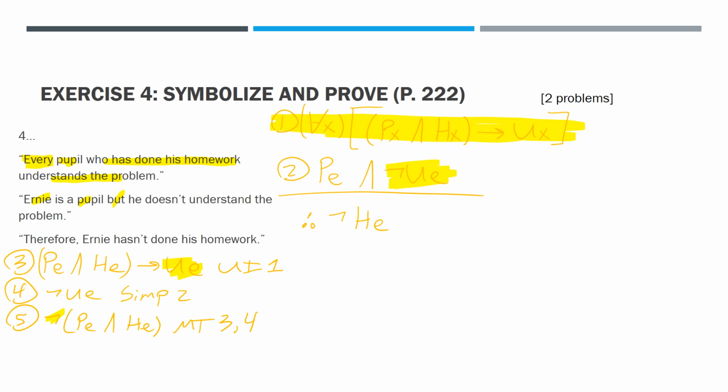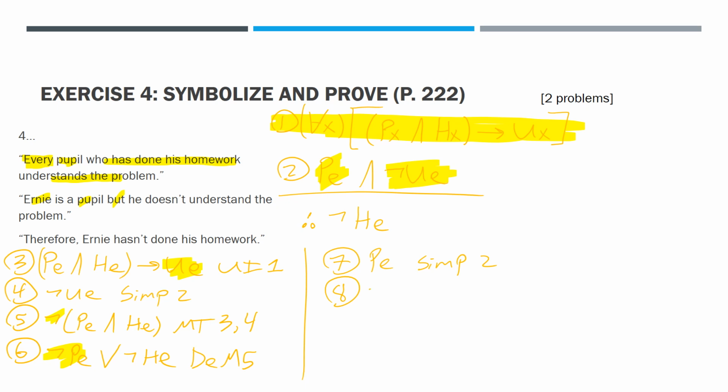So let's apply De Morgan. Line 6, not PE or not HE. De Morgan, line 5. Line 2, we have this PE. That contradicts this not PE, so let's simplify. So for line 7, we can get PE by the simplification of line 2. Let's double negate. So for 8, we'll say not PE. Double negation, line 7. So this not PE denies this.